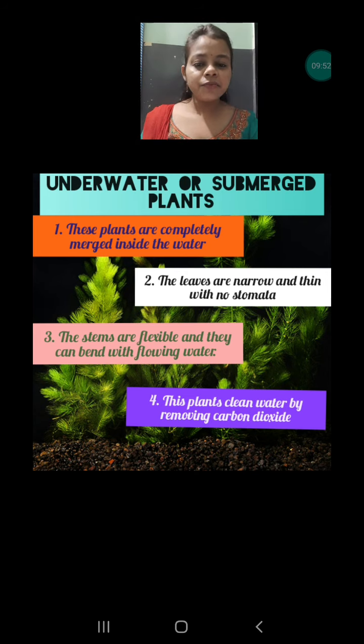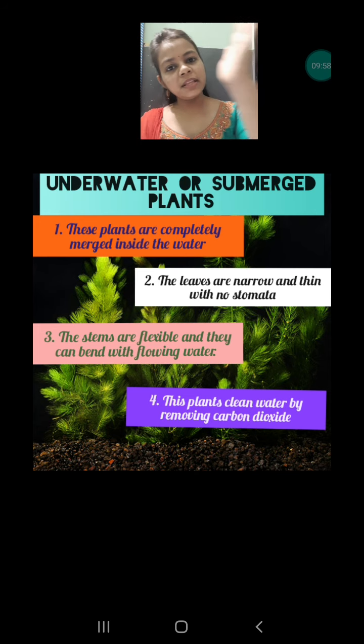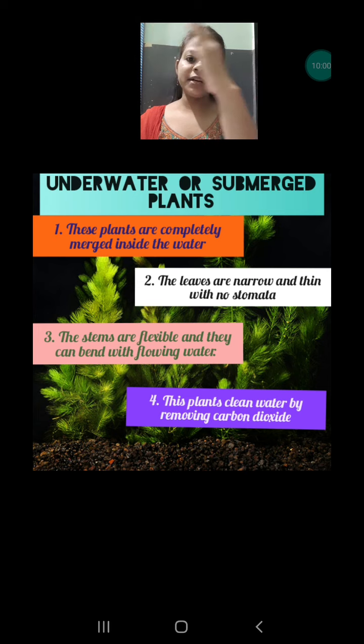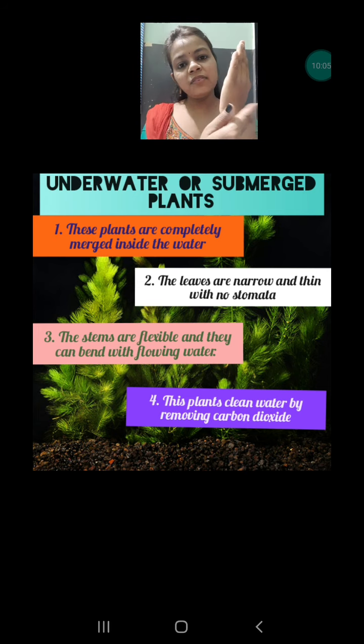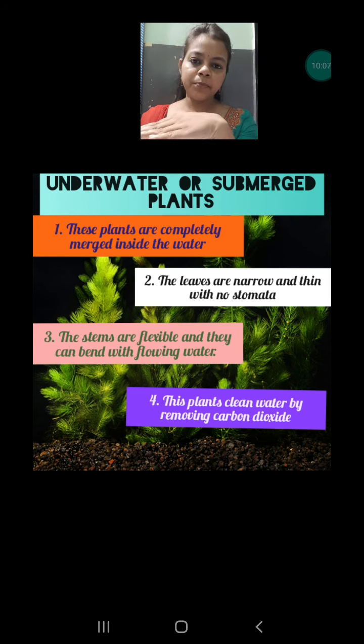That's why it is very important to have flexible stems with these plants, so that when the water is blowing, they can bend their body and again they can stand. Otherwise, if they are very hard and tight, then the water resistance can break their body. Okay, the plant will be destroyed. That's why the third adaptation is they must have a flexible body.